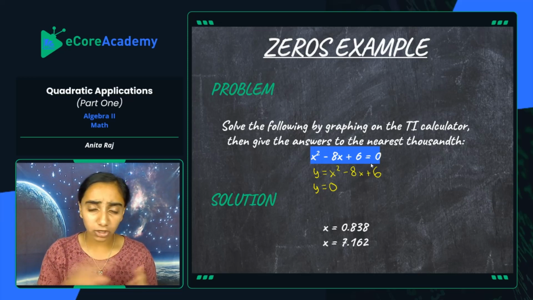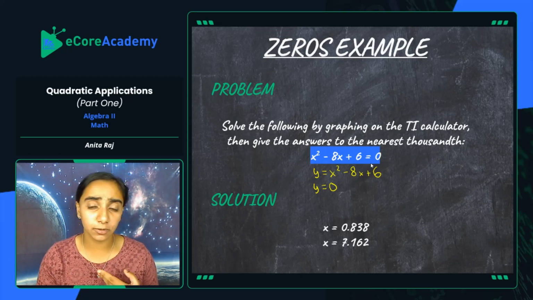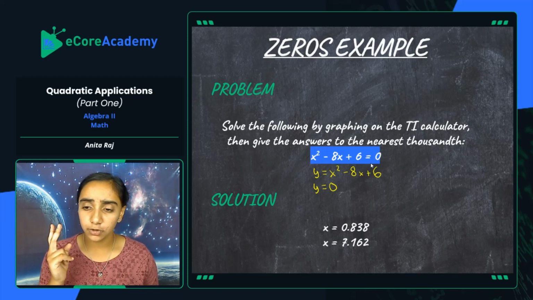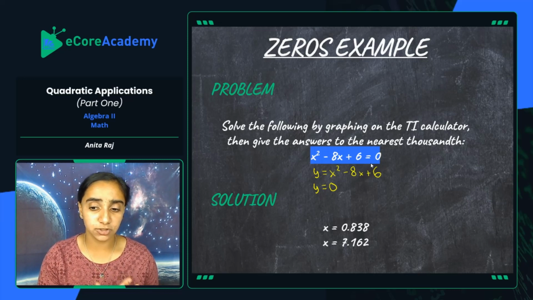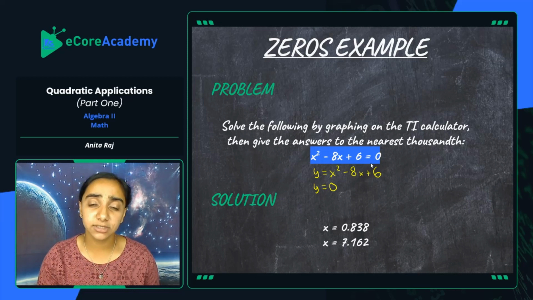So by graphing a line that represents the x-axis, and then graphing the parabola of our quadratic function, by finding the points where these intersect, maybe it's 1 point, maybe it's 2 points, maybe it's no points at all, we find the x-intercepts, which is exactly what we're looking for. So that's the method that you would use to find the zeros when you're given a word problem. As you can see, I've already written the 2 solutions. There are 2 places where your parabola will cross the x-axis, and in these cases x equals 0.838, and the second was x equals 7.162. Again, I rounded to the nearest thousandth.